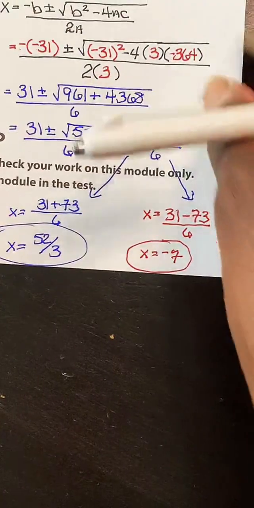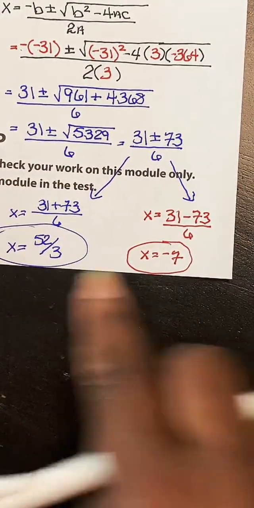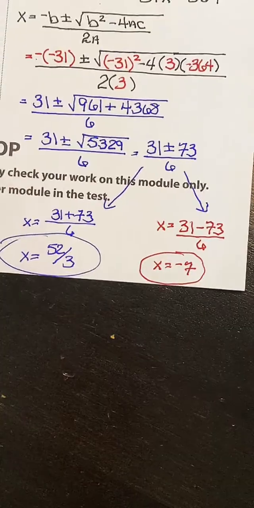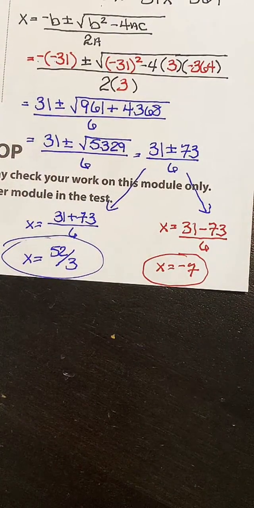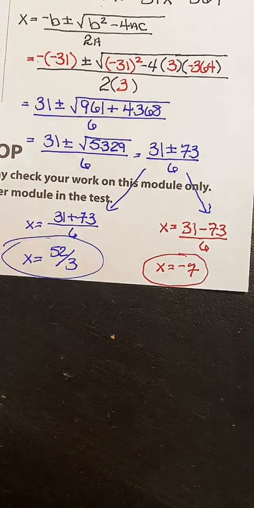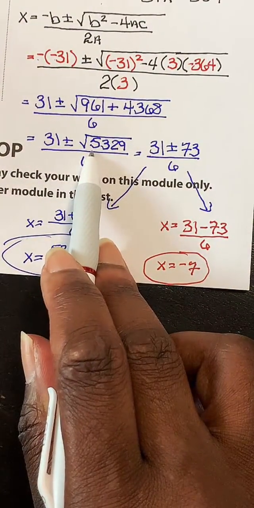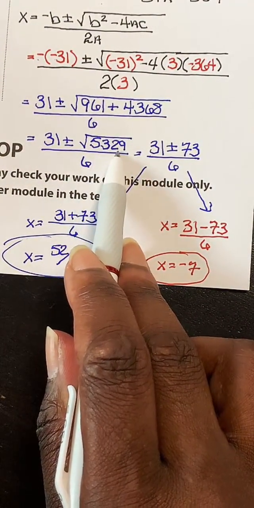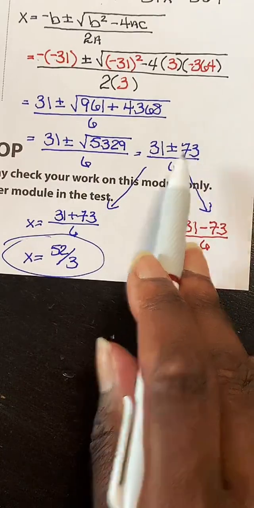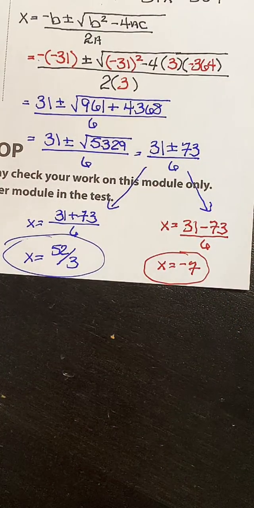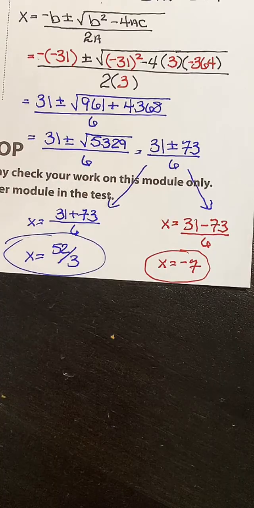So what is the sum? So we're not even done. You're like, what? We're not even done. How did I get to 73? Because I took the square root of 5,329. That's where the 73 came from. Yes, King P. Thank you.